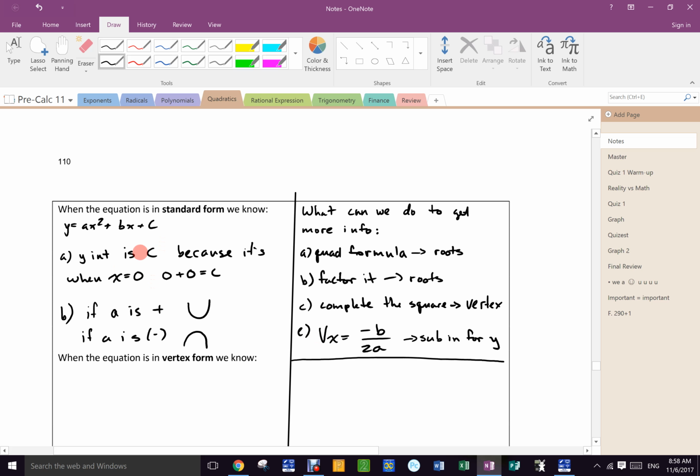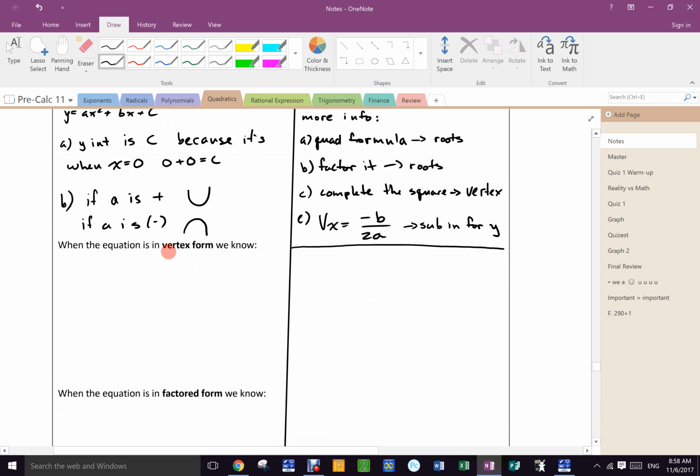Everything I said here, and then everything I said here. Vertex form gives me x-intercepts. Vertex form is this.